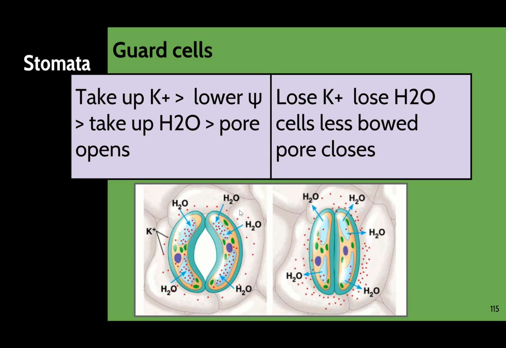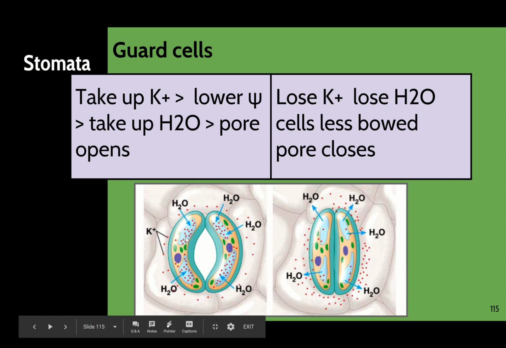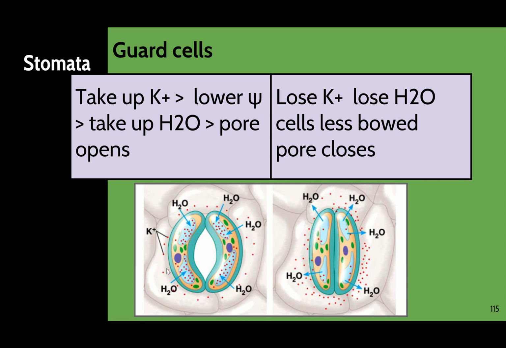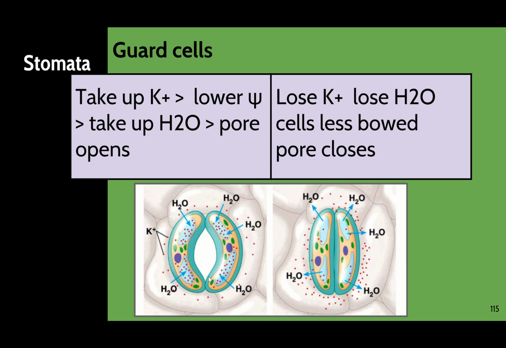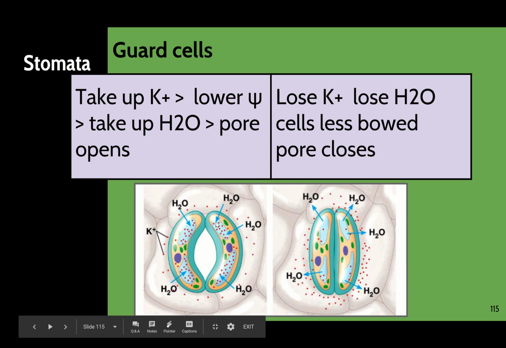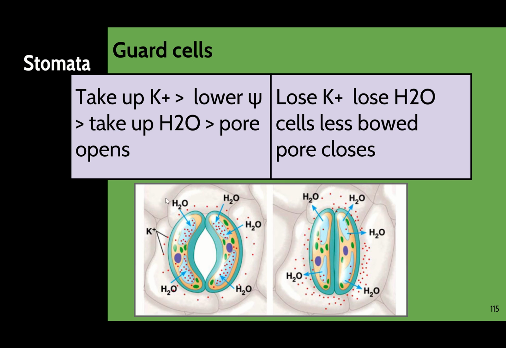So just to clarify, because I said it wrong originally, potassium is going to increase inside the guard cells. An increase in potassium decreases the solute potential of the inside of the guard cell. The decrease in solute potential decreases the overall water potential of the guard cells. So water is going to go from an area of high water potential, which is outside the guard cells, to an area of low water potential, which is inside the guard cells.